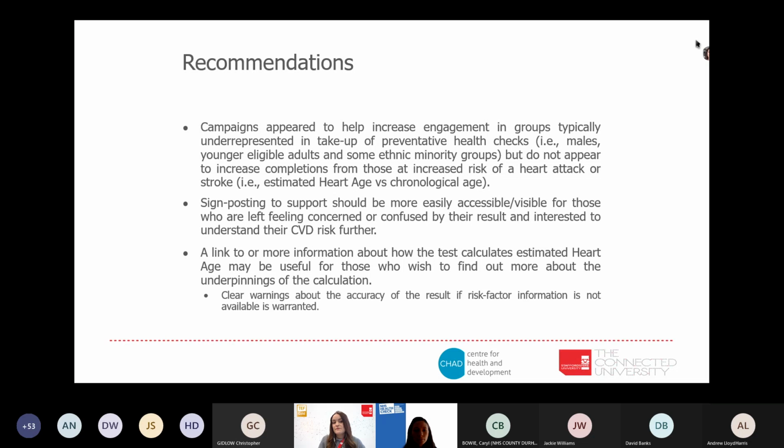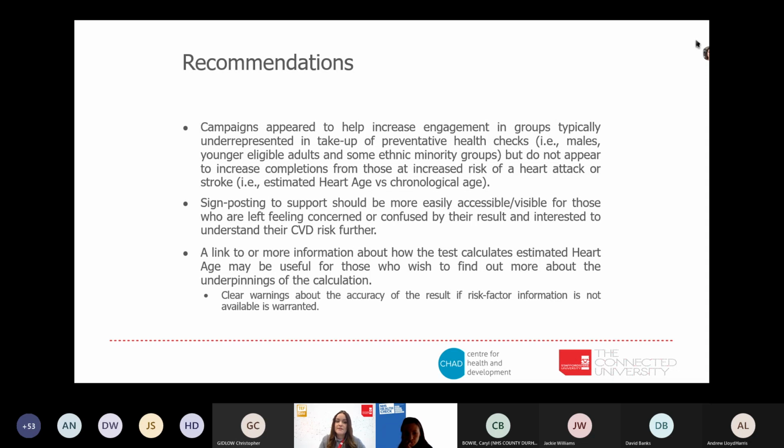So, in terms of recommendations, campaigns appear to help increase engagement in groups typically underrepresented and take up of preventative heart health checks, including males and younger eligible adults and some ethnic minority groups. And this lasted into the month following the campaign. However, they do not appear to increase completions for those at an increased risk of a heart attack or stroke. Therefore, it may not be a good strategy to mitigate socio-economic inequalities relating to CVD risk.